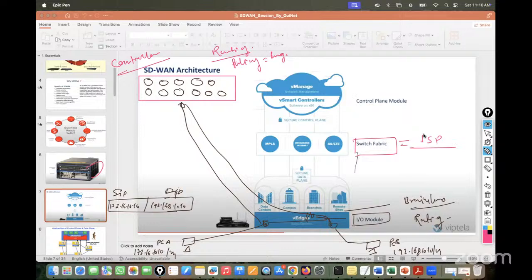ISP is the Internet Service Provider. This could be the MPLS. This could be your broadband. This could be any kind of LTE, 4G, 5G, or any other media of transport.